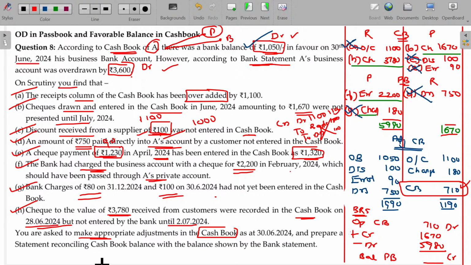So with that 710, you add 1,670, subtract 5,980. The ultimate value being 3,600 negative. To make the negative positive, you change the credit into debit and balance. As per the passbook, debit means it's nothing but overdraft. Okay, so we got this value. Is that clear?